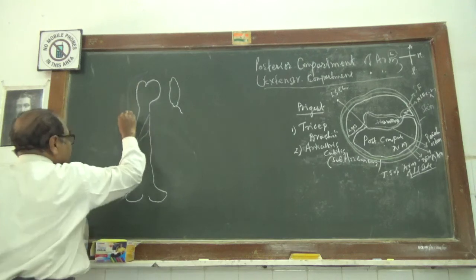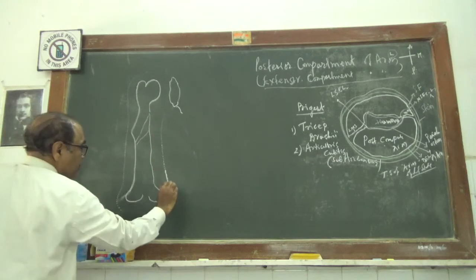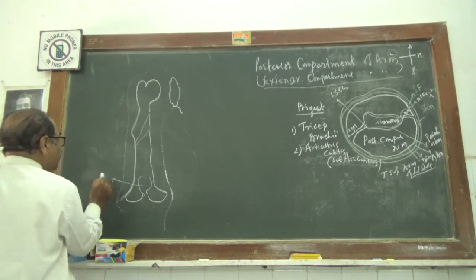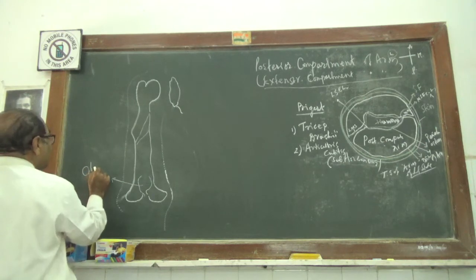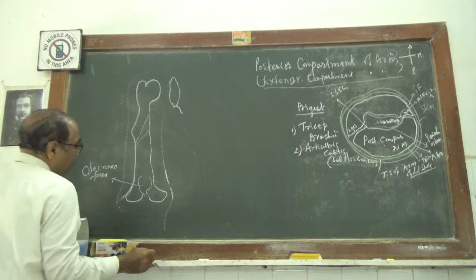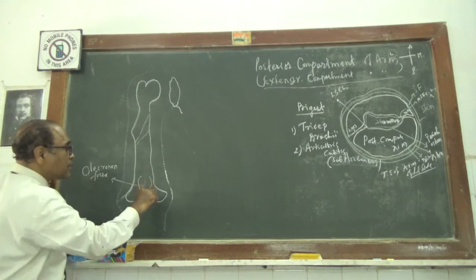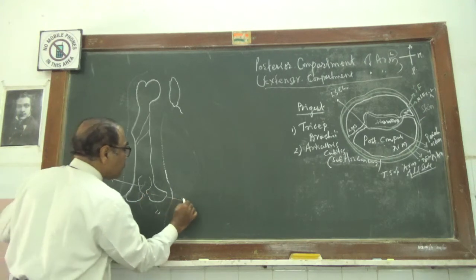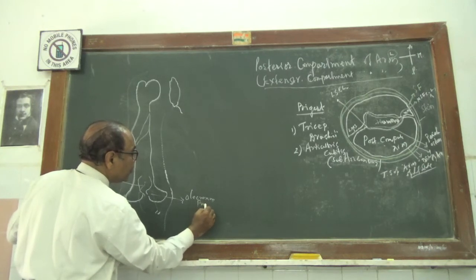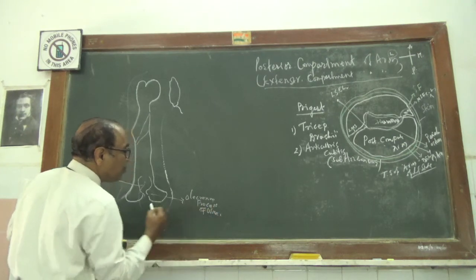So we will have this outline of the arm. Here you have the olecranon fossa. And you should know there will be one process. This is the olecranon process of ulna. You must know, there will be no excuse for that.